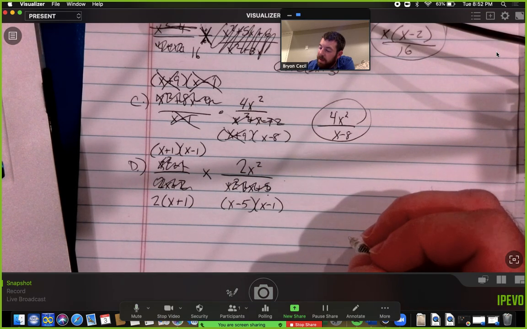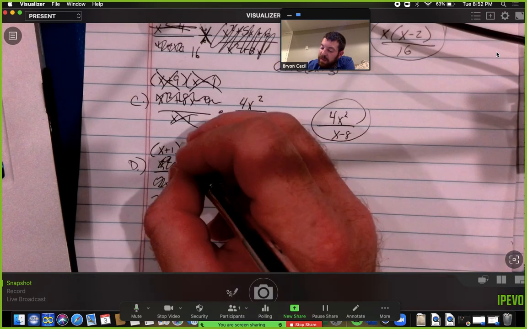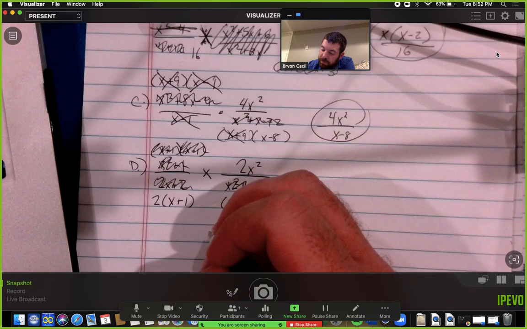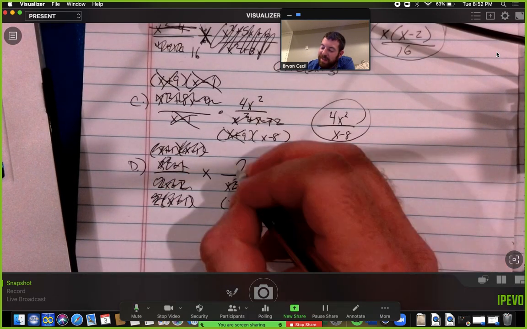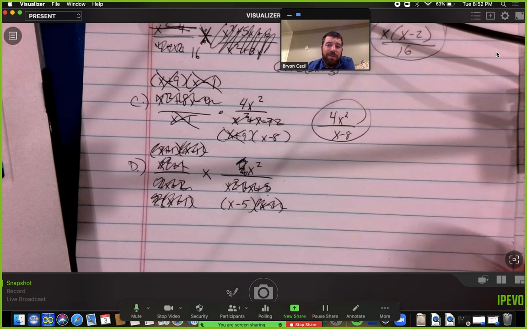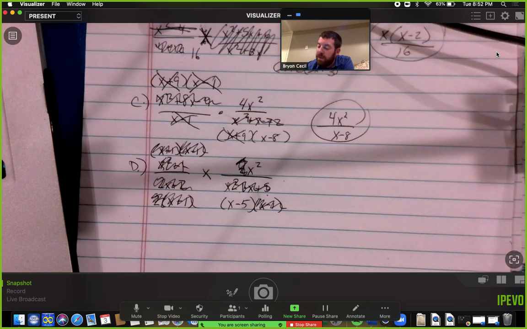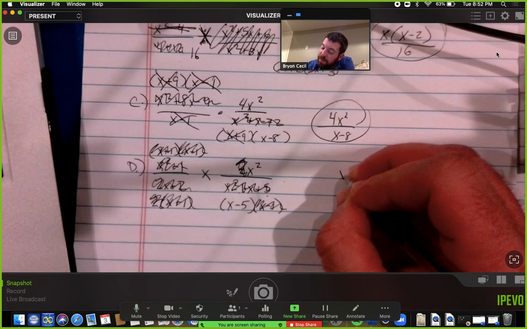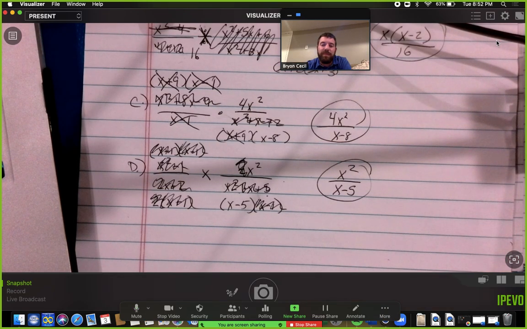Okay? And here we go. X minus 1's cancel. X plus 1's cancel. My 2's cancel. I can cancel out the 2 and not this x squared because I'm still multiplying there. So it's technically 2 times x squared, so I take the 2 away. And so now I am just left with an x squared over x minus 5. That's it.